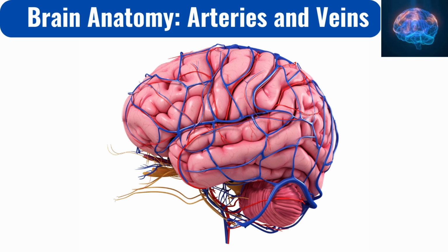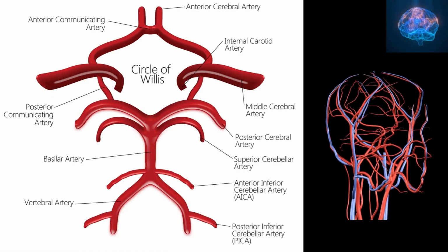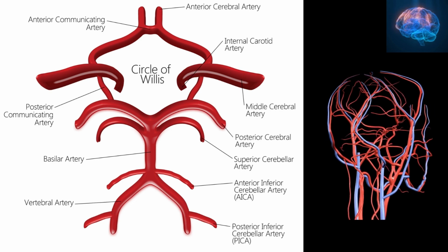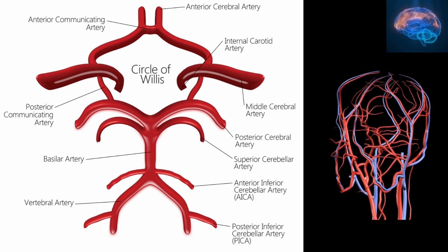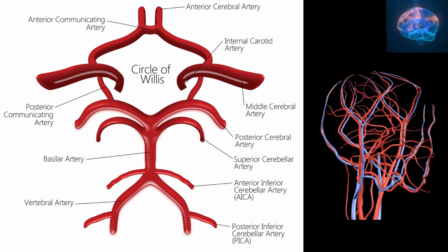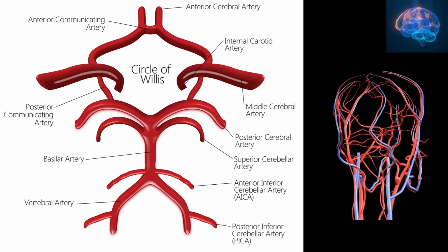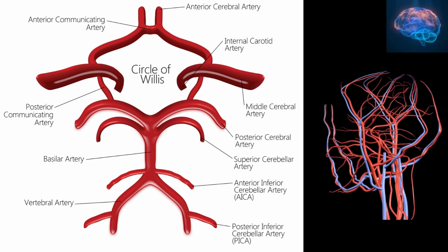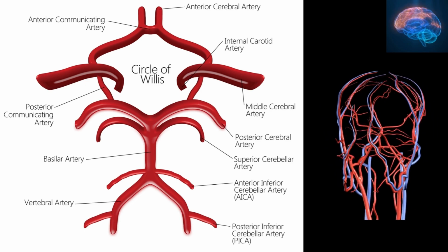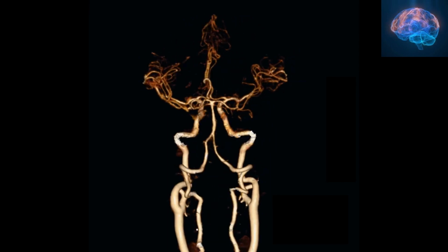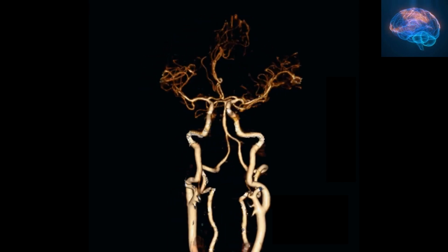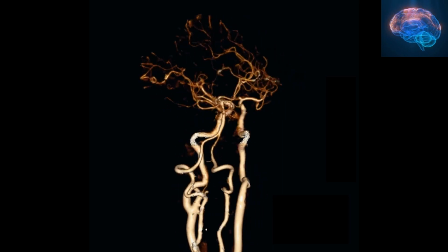The brain is supplied by two pairs of major arteries, the internal carotid arteries and the vertebral arteries. The internal carotid arteries are located in the front of the neck and supply blood to the front two-thirds of the brain. The left and right internal carotid arteries divide into two branches, the anterior cerebral artery and the middle cerebral artery. The vertebral arteries run up the back of the neck and join to form the basilar artery at the base of the brain. The basilar artery then splits into two branches, the posterior cerebral arteries, which supply the back of the brain.